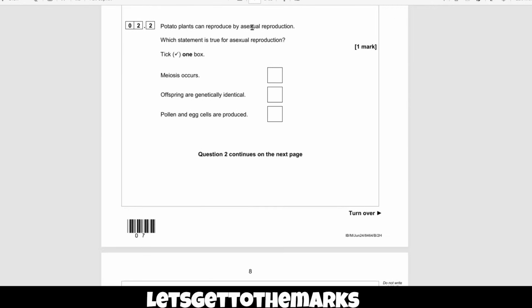Okay, potato plants can reproduce by asexual reproduction. Which statement is true about asexual reproduction? Meiosis occurs. Offspring are genetically identical. Pollen and egg cells are produced. Right. It's going to be meiosis. I always think of that as E and the S, eggs and sperm. That happens in sexual reproduction, so eggs and sperm. Pollen and eggs are produced, that also you get meiosis with that. So these two are wrong because they're to do with sexual reproduction. And then offspring are genetically identical. Yes, all of the offspring will be genetically identical with potato plants when they reproduce asexually.